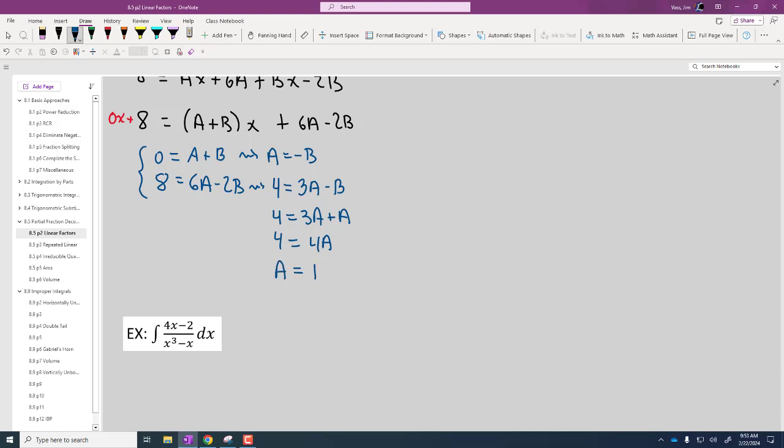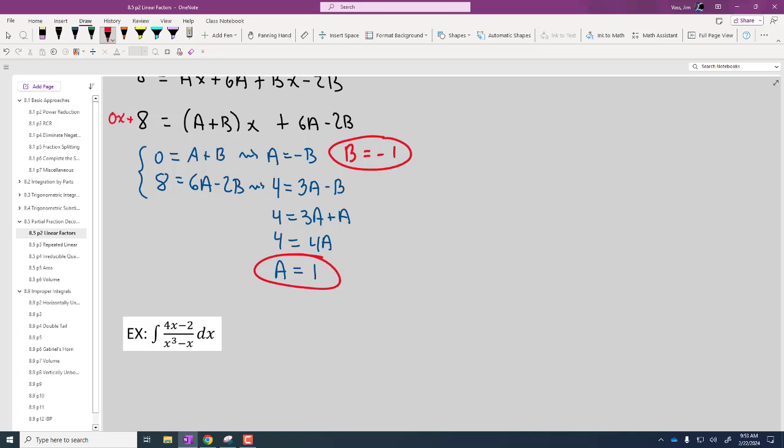So there we go. There's our first constant. And how do we get the second constant? Plug it in. We'll back substitute it into wherever you want. You can plug it in there. You can plug it in there. It does not matter. So if you plug it in right here, you're going to get that b is equal to negative 1. So now we have our two constants.